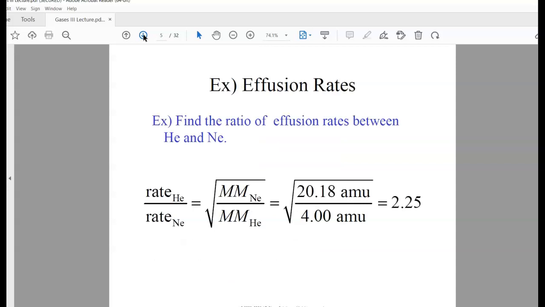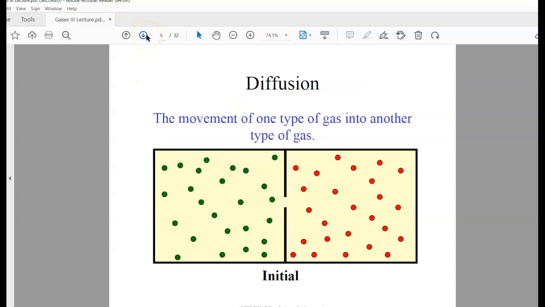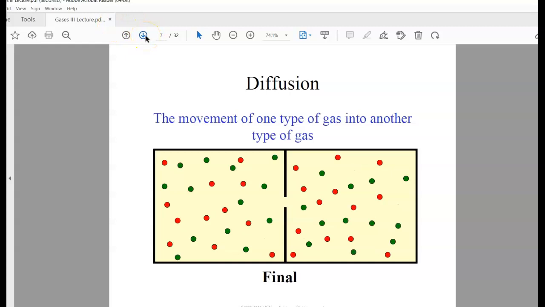So if you're just looking at two gases, for example, you can find the ratio of the rates. And this is saying that, hey, if I look at the ratio of the rates of helium and neon here, helium goes about 2.25 times faster than neon when effusing through a hole. Diffusion is the bulk movement of one type of gas into another. So we have a situation like that where eventually you're going to have some sort of equilibrium.